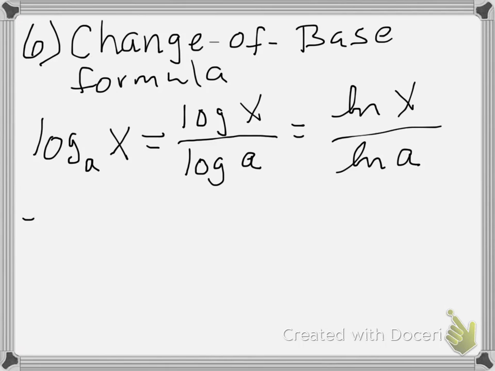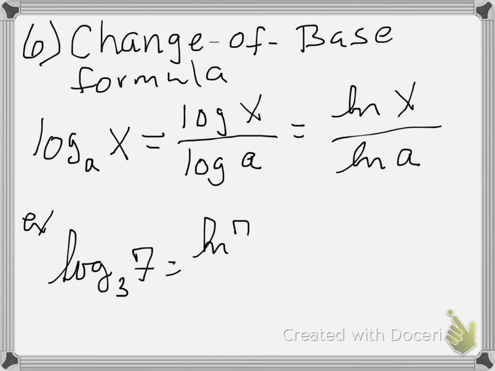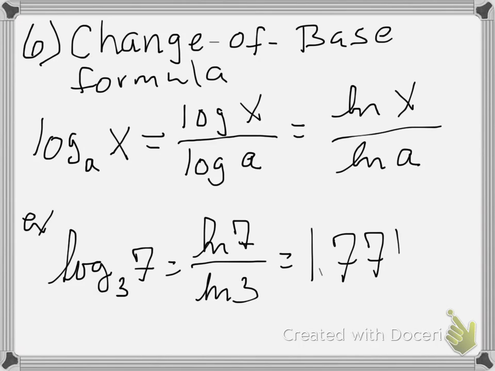Okay. Nice little example here. If I had the log base 3 of 7, well, I could think of that as the natural log of 7 over the natural log of 3, and that equals 1.771. And I encourage you to try that out on your own. Try a couple different examples. Try this one with common log base 10. See if you get the same answer.